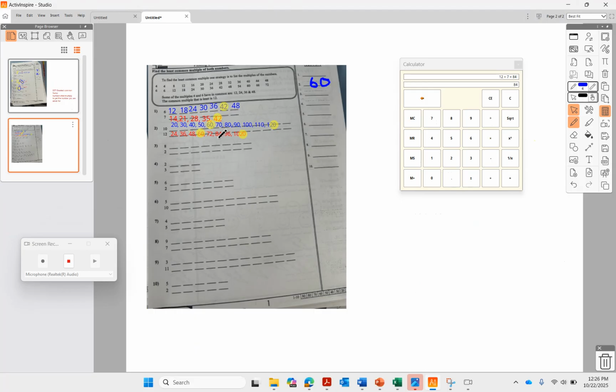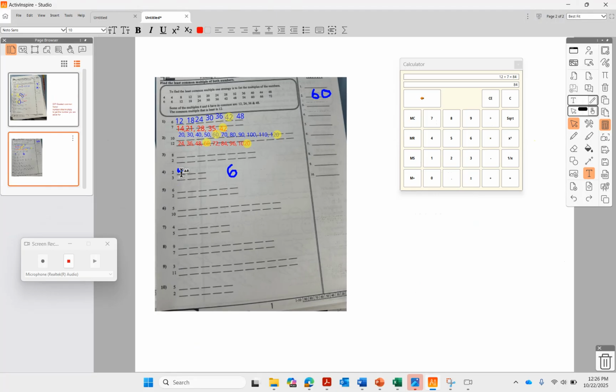Okay, so for instance, 2 times 3 is 6. That means they're going to have a common multiple of 6. 2 times 1 is 2. 2 times 2 is 4. 2 times 3 is 6. Okay? 3 times 1 is 3. 3 times 2 is 6. So in this case, 6 is the least common multiple.